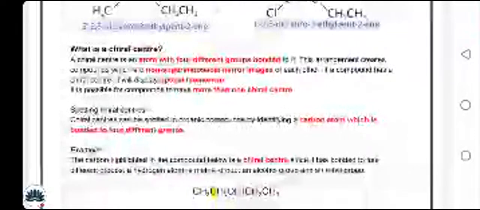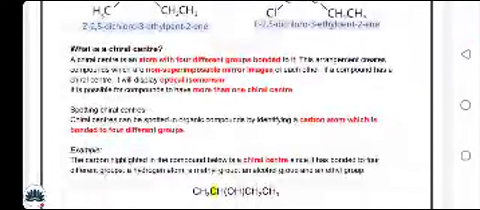And at the last, we are also required to understand what a chiral center is. A chiral center is an atom with four different groups bonded to it. This arrangement creates compounds which are non-superimposable mirror images of each other. If a compound has a chiral center, it will display optical isomerism. It is possible for compounds to have more than one chiral center.